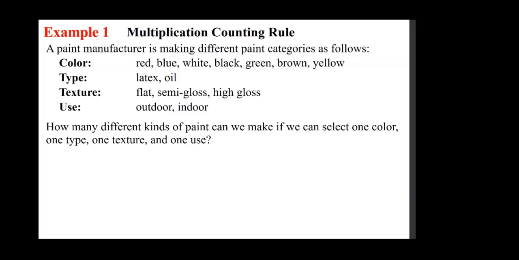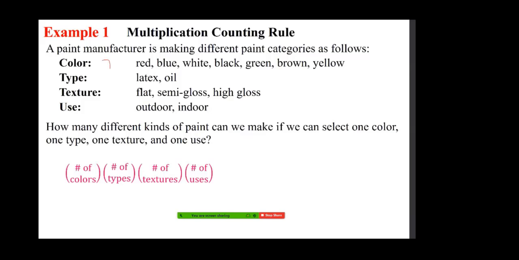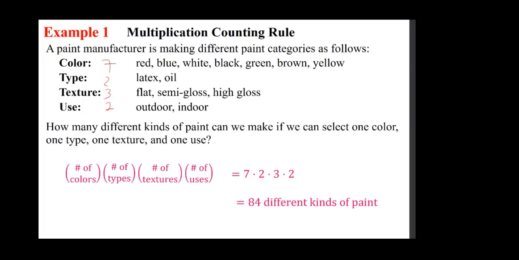So simply put, we just see the product. The product of what? How many colors do we have? How many types do we have? How many textures do we have? How many uses do we get out of it? And we replace the numbers that are given. And so we see that we have 7 different colors. Then the type, we have 2 different types. Textures, 3 different types. Use, 2 different types. And plug in. So this is a simple case dealing with the fundamental counting rule.